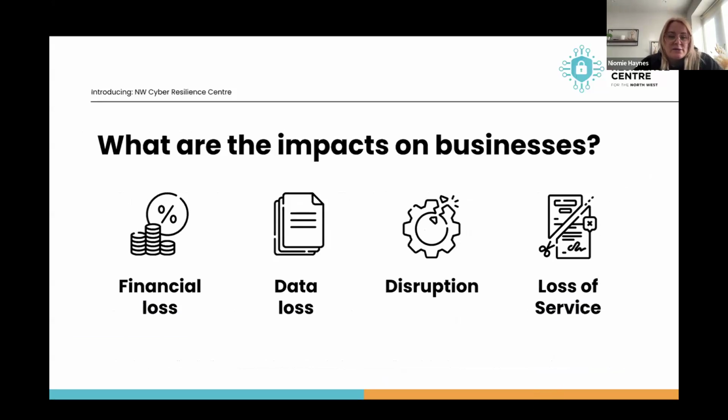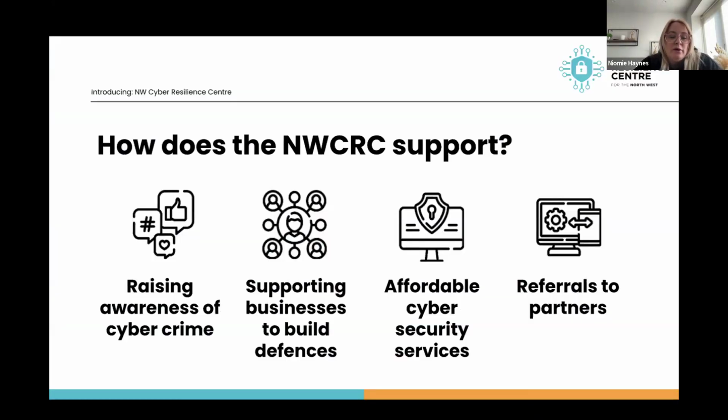So as I mentioned, the impacts to businesses and organisations are financial loss, data loss, disruption to services and loss of service entirely. So how do we help? A little bit like what we're doing today, just raising awareness around the support that's available, awareness around cybercrime itself and how it can actually impact you, supporting businesses to build defences and reduce that risk, affordable security services and referral to our partners. So if there is anything that we can't do, we will probably know someone who will be able to help you.